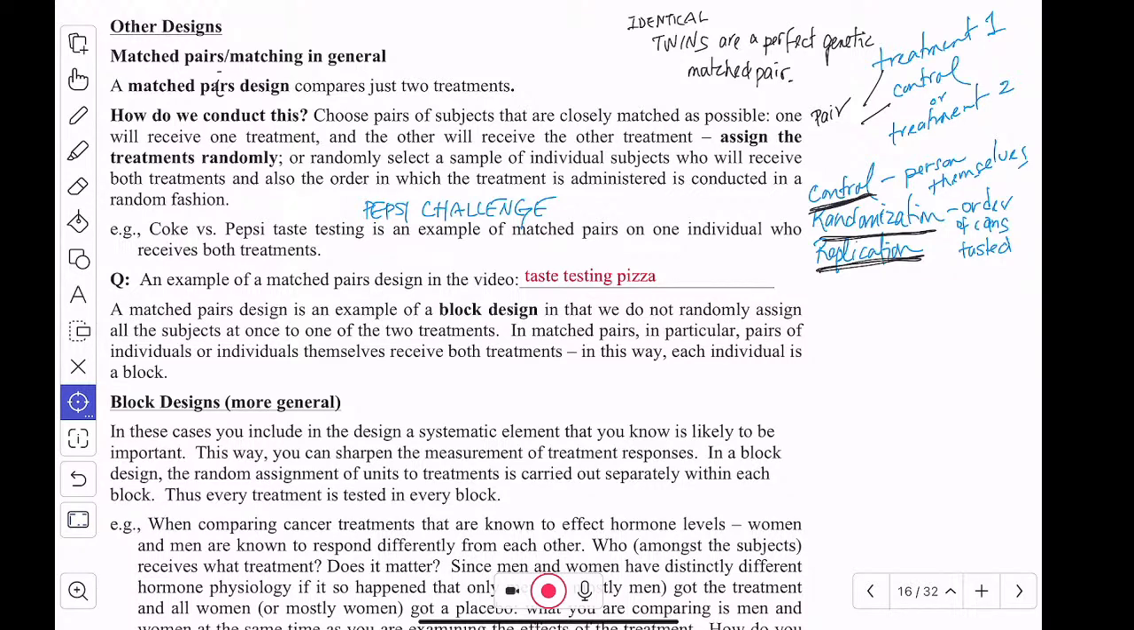Okay, so how do we conduct a matched pair? It just compares 2 treatments. You choose pairs of subjects that are as closely matched as possible. One will receive one treatment and the other will receive the other treatment. Assign the treatments randomly, or randomly select a sample of subjects who will receive both treatments, and also the order in which the treatment is administered is conducted in a random fashion. Okay, so that's what I'm talking about here.